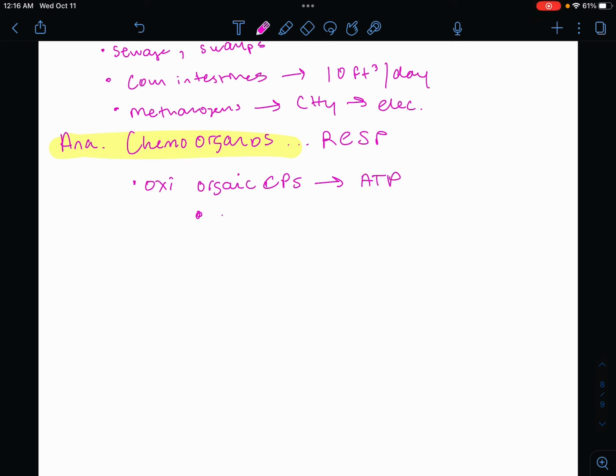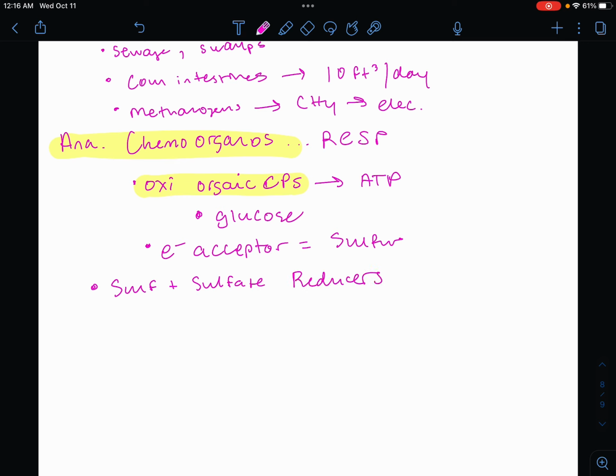And then an example would be glucose. That's an important point. Anaerobes will actually be using sulfur as the electron acceptor. So sulfur. Again, we have sulfur and sulfate reducing bacteria. And these will make hydrogen sulfide.